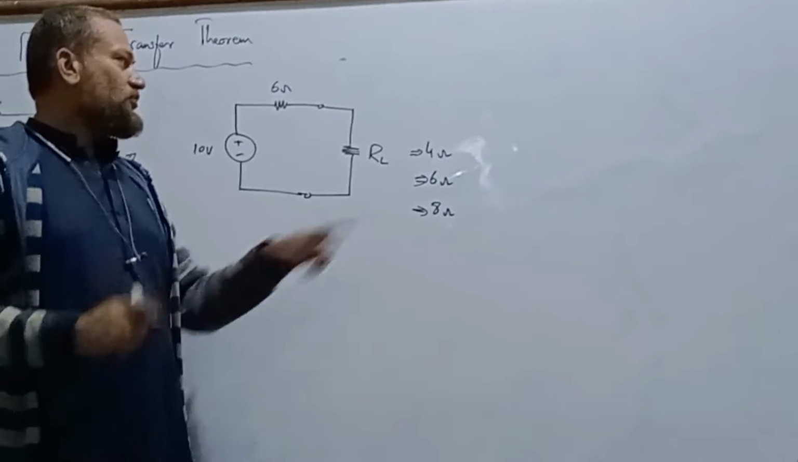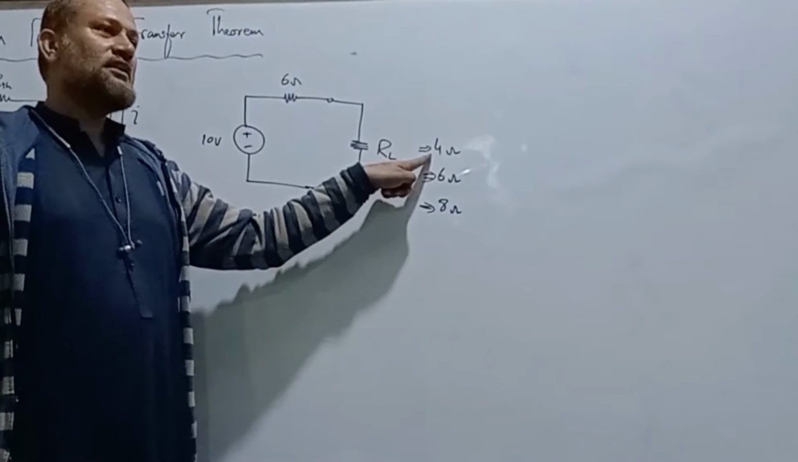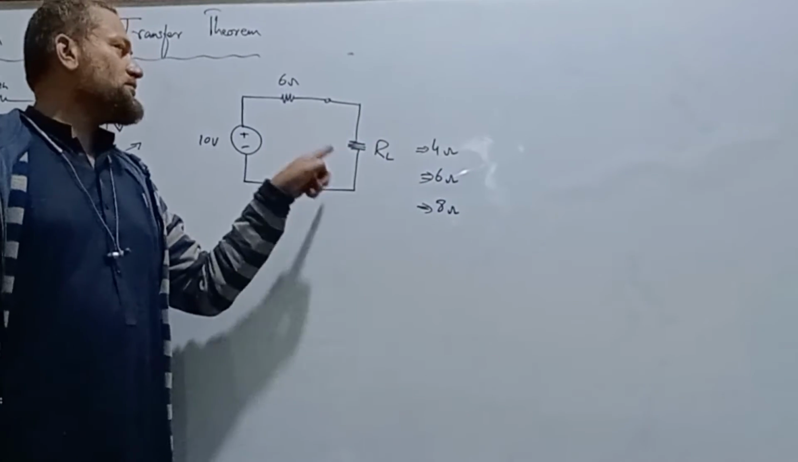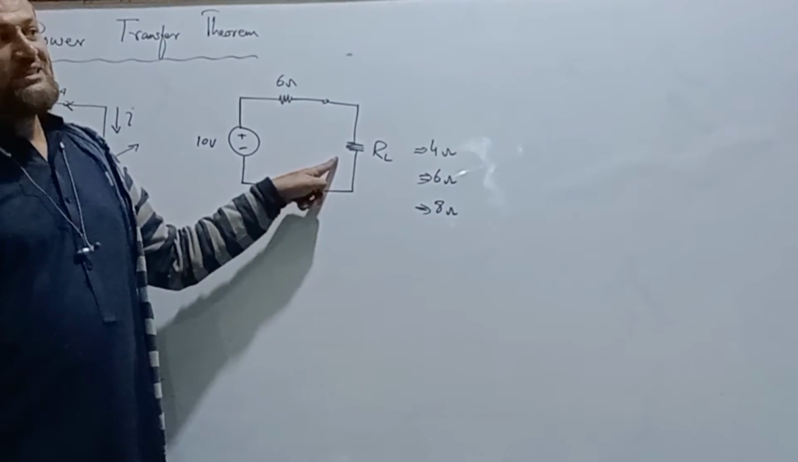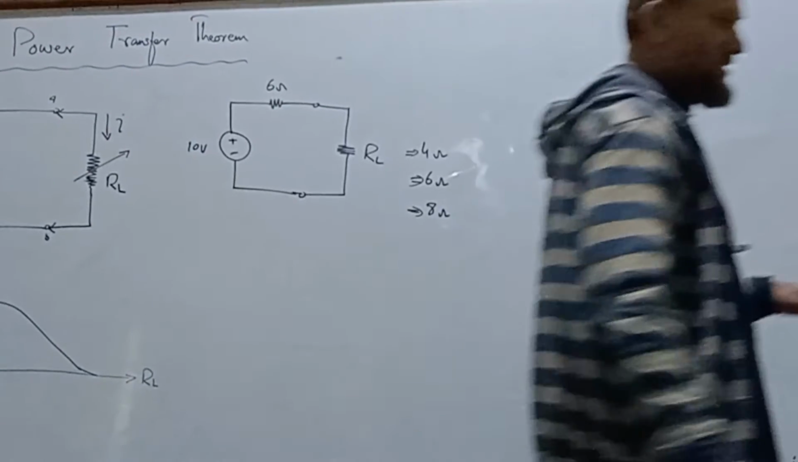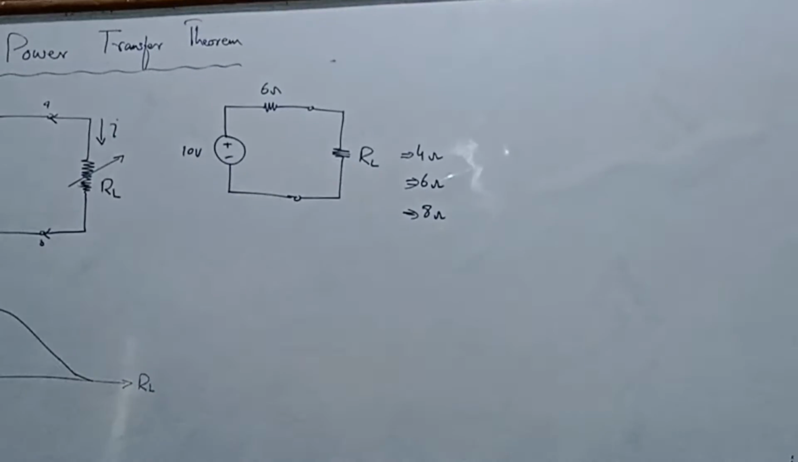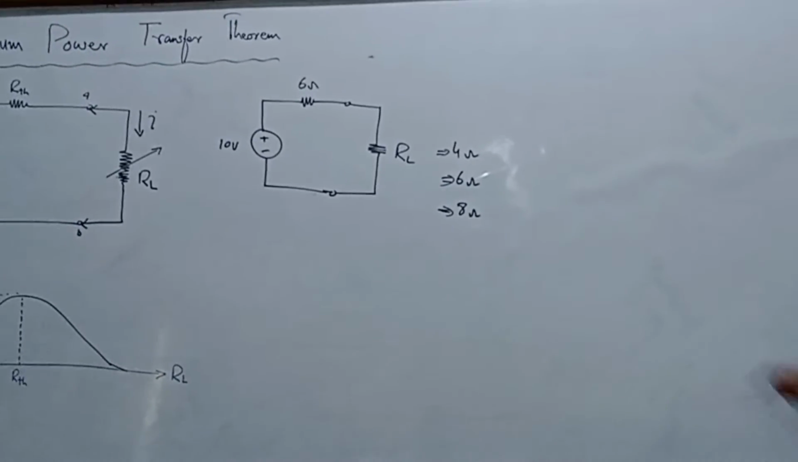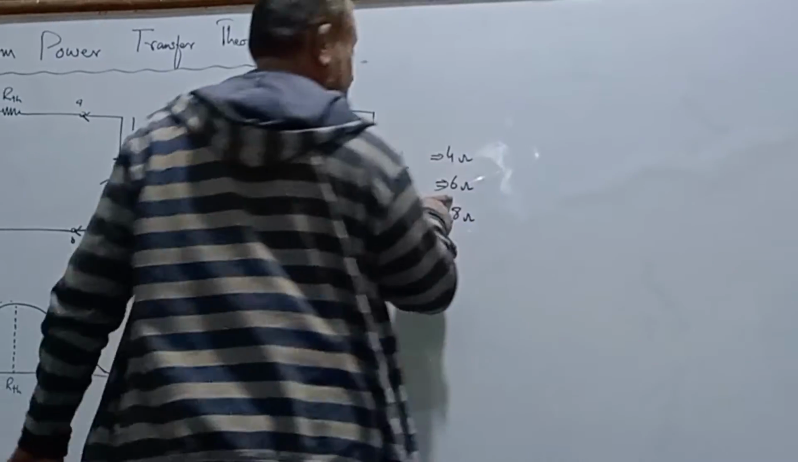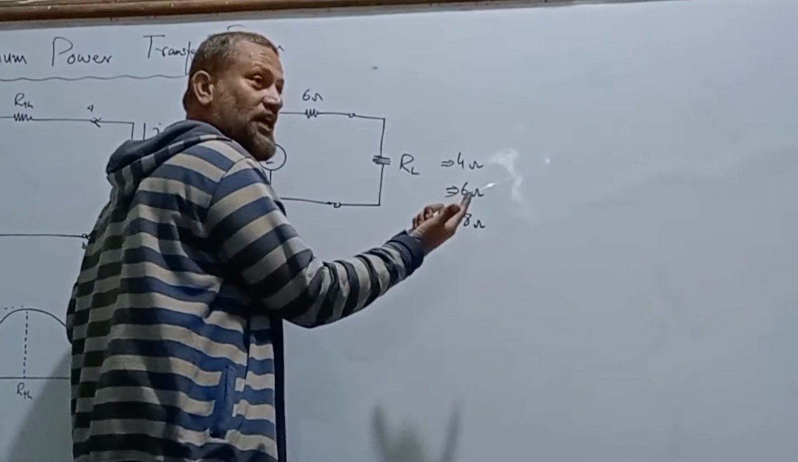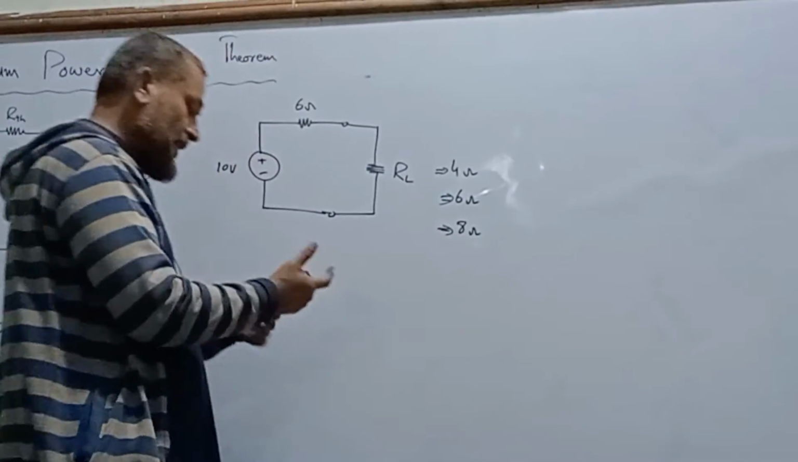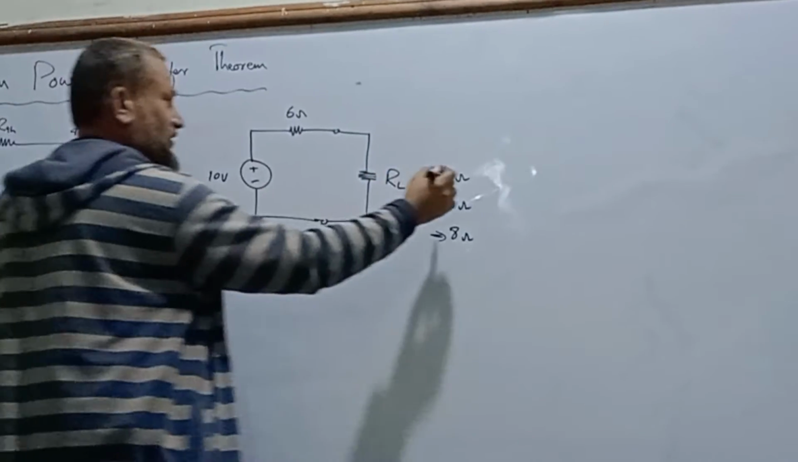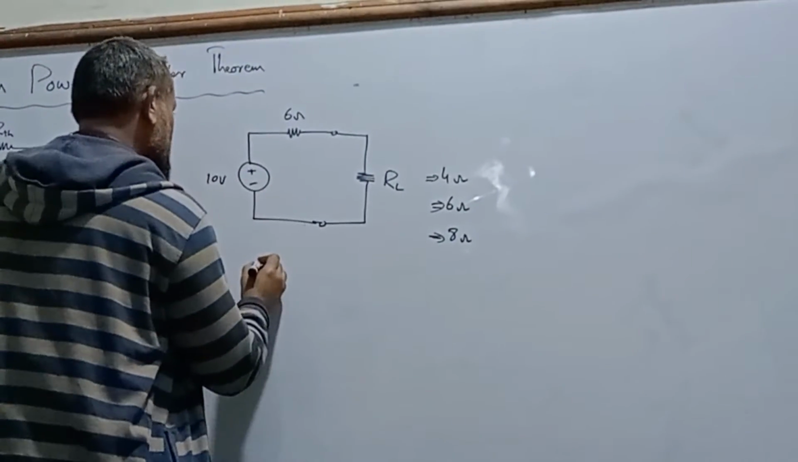Understand? For 4 ohm, I will see how much power is transferred, or absorbed by this load. Then I will connect 6 ohm and calculate the power. Then I will connect 8 ohm. Understand my point?